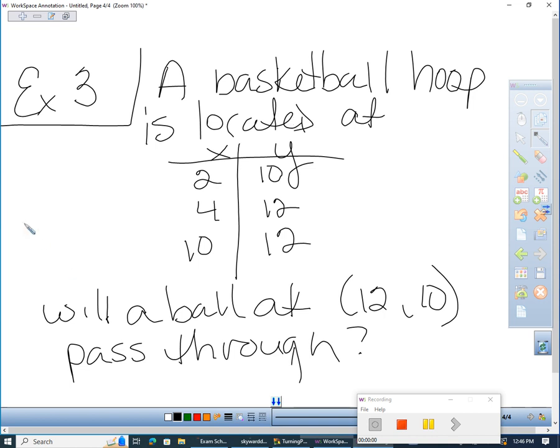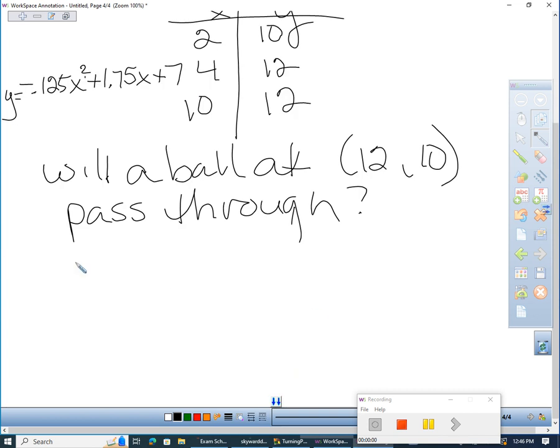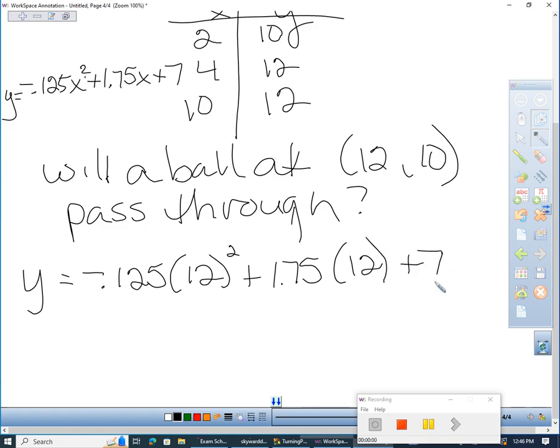You already got it? Awesome. X squared. Go ahead. Plus 7? All right, so y equals. So what we're going to do is we're going to plug 12 in for x and see what we get for an answer. Okay? So we're going to take our equation and we're going to plug 12 in. That equation that Evan got for us. So y equals negative 0.125 times 12 squared plus 1.75 times 12 plus 7.